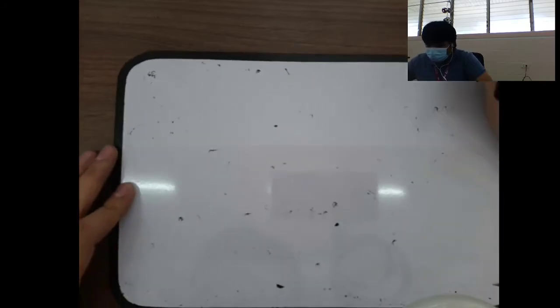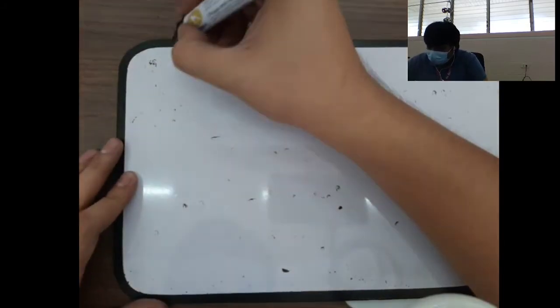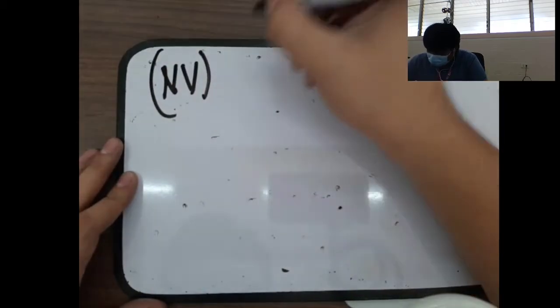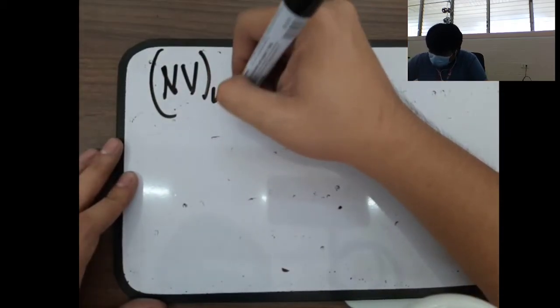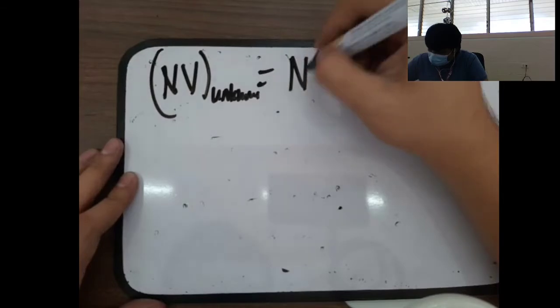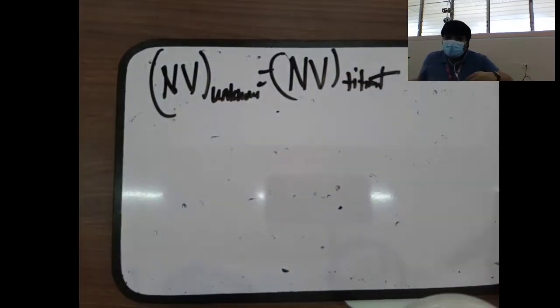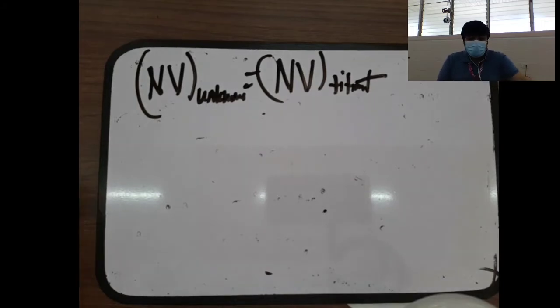So therefore, NV of your unknown is equal to your NV of your titrant. Okay, let's try applying this to some of our examples.